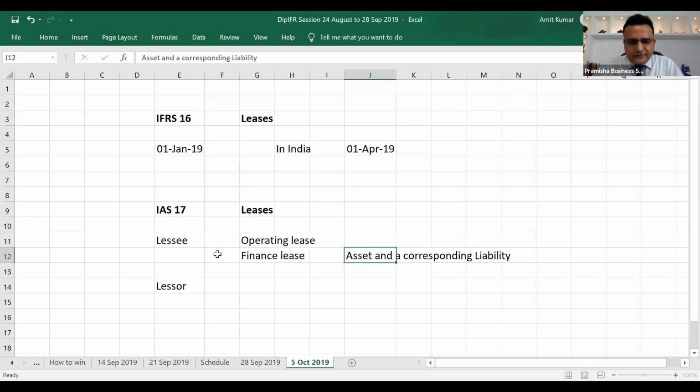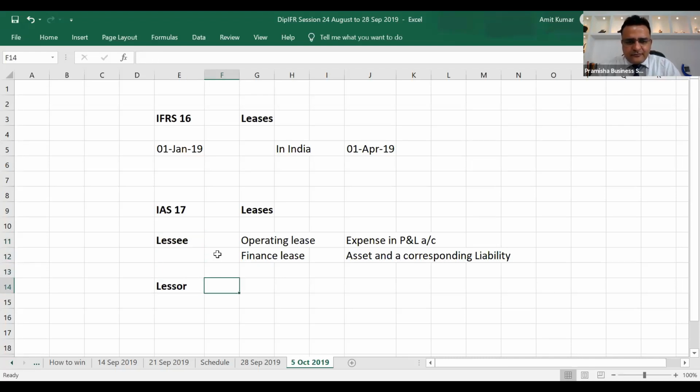in the balance sheet. Operating lease was simply an expense in the P&L account. They were simply recording it as an operating lease expense, hitting the P&L account directly. Nothing was coming onto the balance sheet for a lessee.